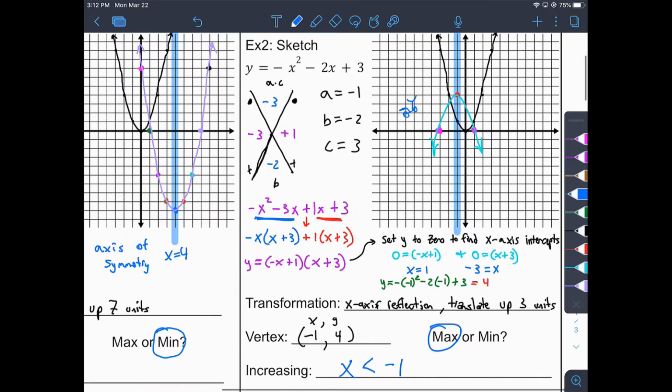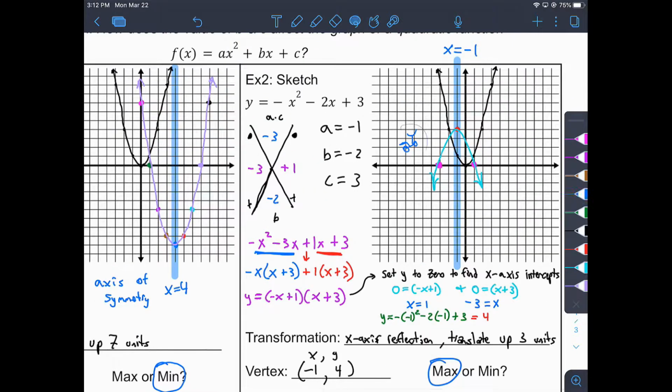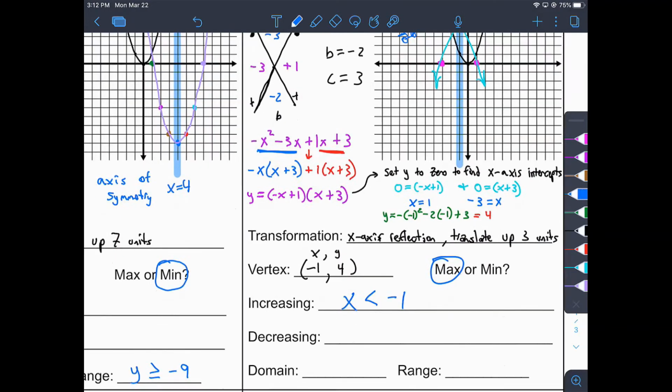What about decreasing though? Well, it's the exact opposite. It's decreasing where I can ride the bike down the hill. It's flat right there at the vertex, and then I get to go down the hill from then on. So it's decreasing from any position of x greater than -1.